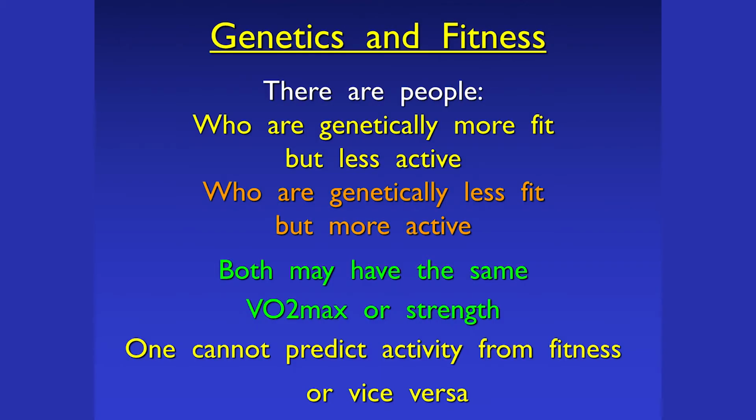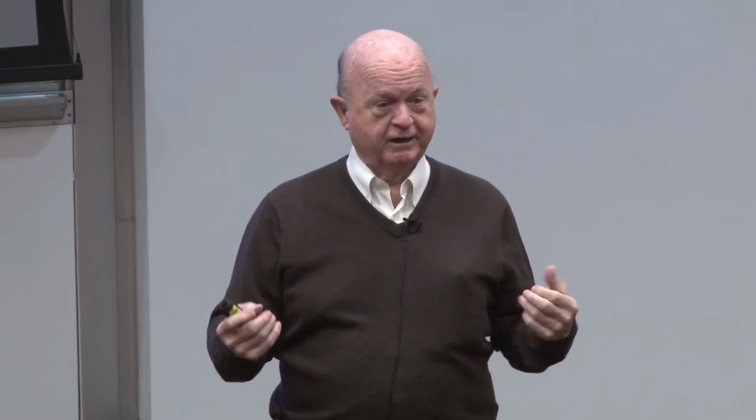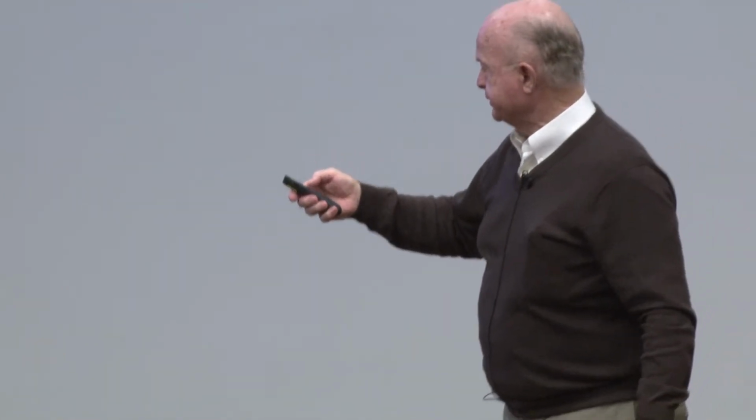What about genetics and fitness? Well, there are people who are genetically more fit but less active, and there are people who are genetically less fit but more active. So you could have a person who genetically, without doing a lot of activity, has a high VO2 max or is very strong. Another person doesn't have this genetic background, but is training hard and trying to increase strength and endurance. They may have the same VO2 max or the same strength, but they started out differently. So you can't predict one from the other.